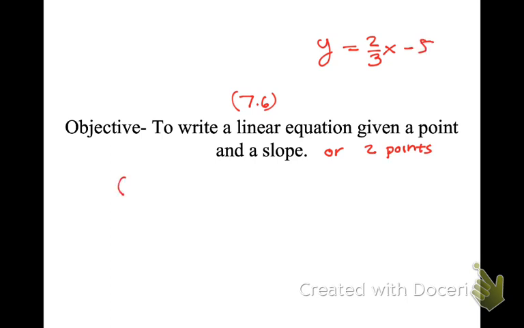given a point and a slope, or given 2 points. Now, this equation has nothing to do with anything, I just made things up, right? We're going to start with either a point and the slope and write that equation, or we're going to start with 2 points and be able to write that equation. That is our objective today.